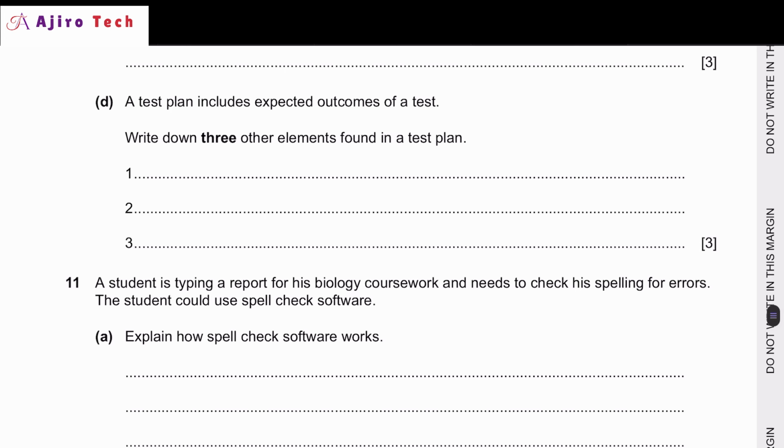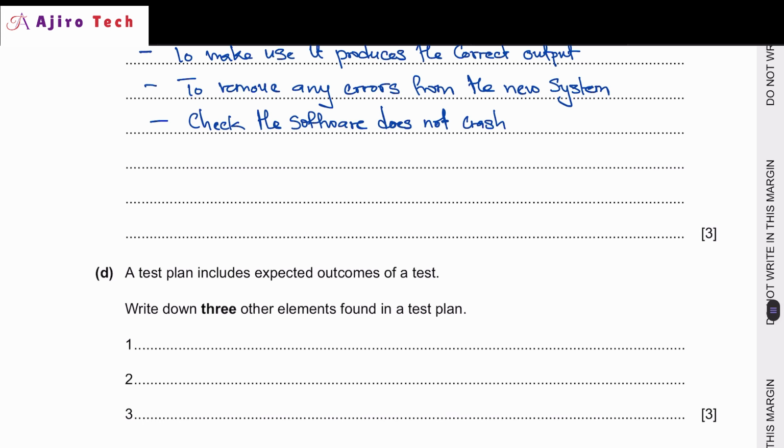A test plan. So this is also chapter 7, Development and testing. A test plan includes the expected outcome of a test.